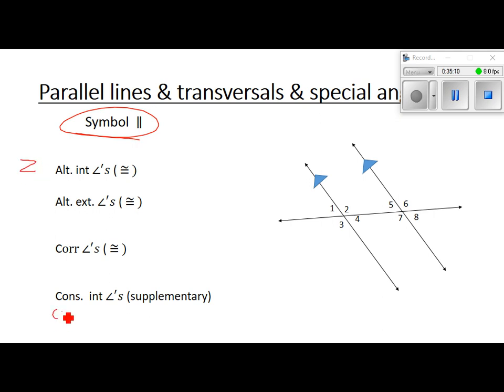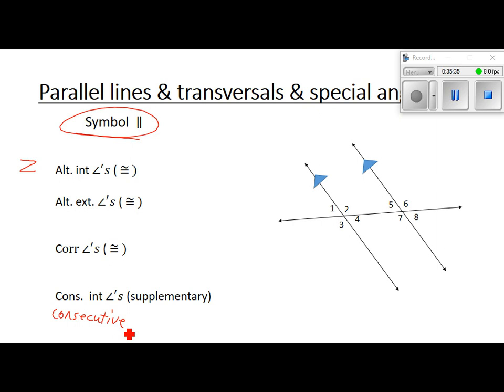Consecutive interior angles. Name me a pair of alternate interior angles in the picture over there. 2 and 7, 4 and 5. All right, so 2 and 7 are alternate interior. They have to be congruent to each other if those lines are parallel, which those arrows tell us.